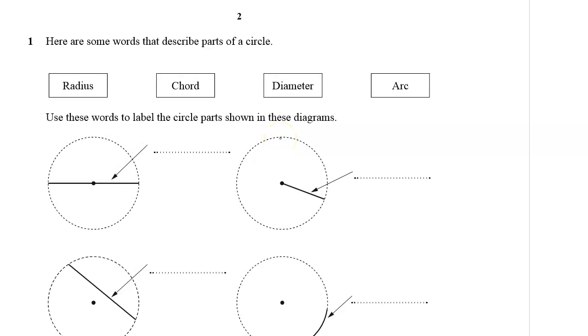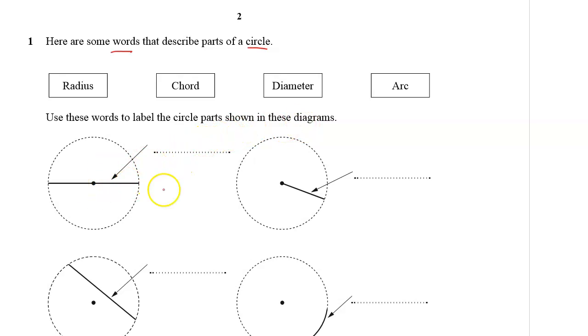Here we are, question number 1. Here are some words that describe part of a circle. We have radius, chord, diameter, and arc. Use these words to label the circle parts shown in the diagram.